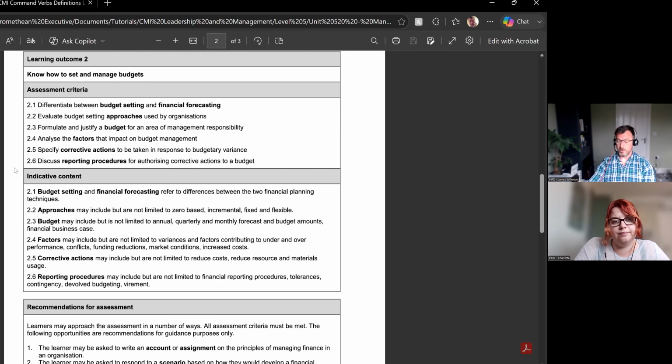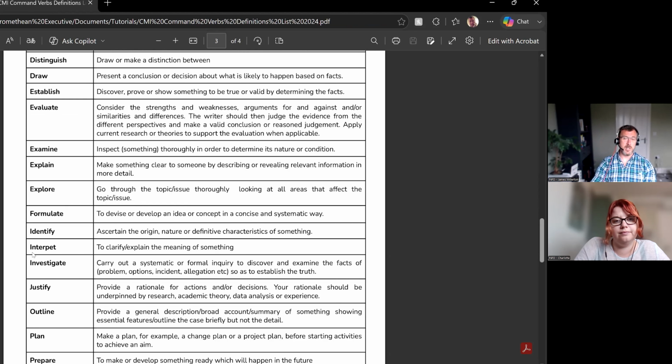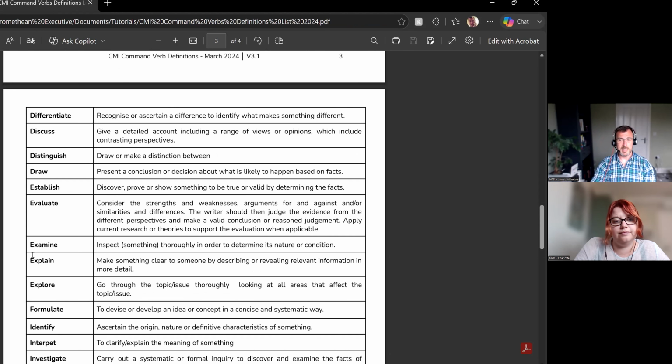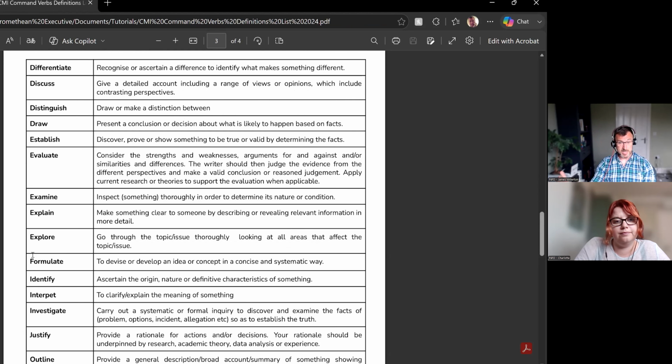This is a trip up command verb for level 5. Let's look at what this means. Evaluate is to consider the strengths and weaknesses, arguments for and against, and or similarities and differences. So you can compare and look at pros and cons and strengths and weaknesses as part of your evaluation, but what's really important here is you must come up at the end of an evaluate with your reasoned judgment overall. What do you think then? What's your valid conclusion over the thing?